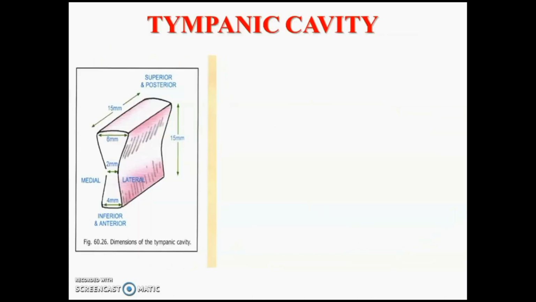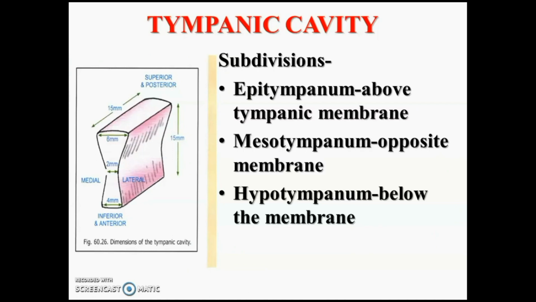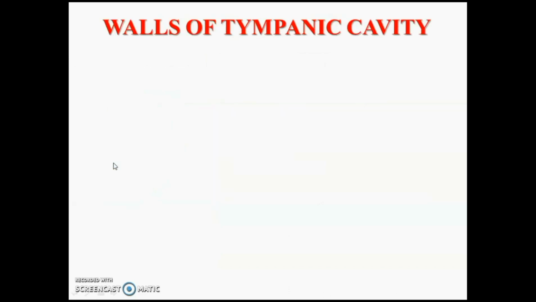When you see the coronal section of the tympanic cavity, it is biconcave in shape. It has a central constricted part and upper and lower expanded parts. The upper and lower expanded parts are called the epitympanum and hypotympanum, and the constricted part which lies medial to the tympanic membrane is called the mesotympanum.